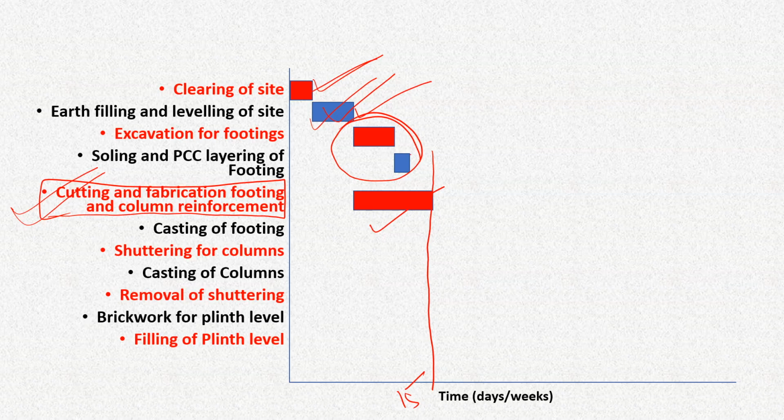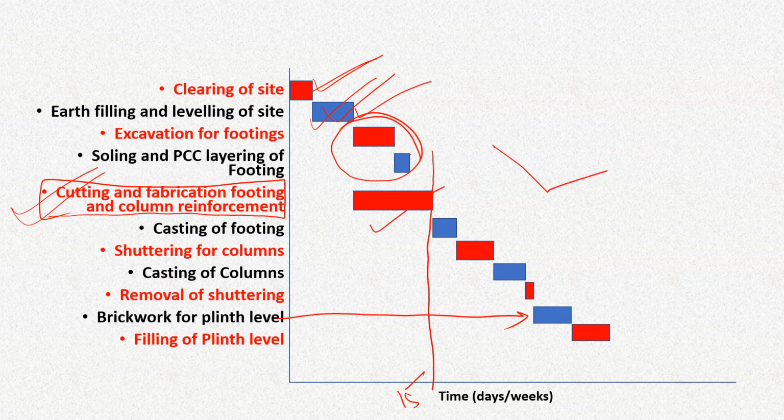After that, we'll go for casting of footing when all these activities are completed. After that, we'll prepare the shuttering for the columns. Then we'll cast the columns, and after that, we'll remove the shuttering for the columns. Then we'll go for brickwork for the plinth level. And brickwork for plinth level cannot be started unless we remove the shuttering for the columns, because the brick will have to be connected with the concrete of the column. And after that, we'll have to fill up the plinth level.